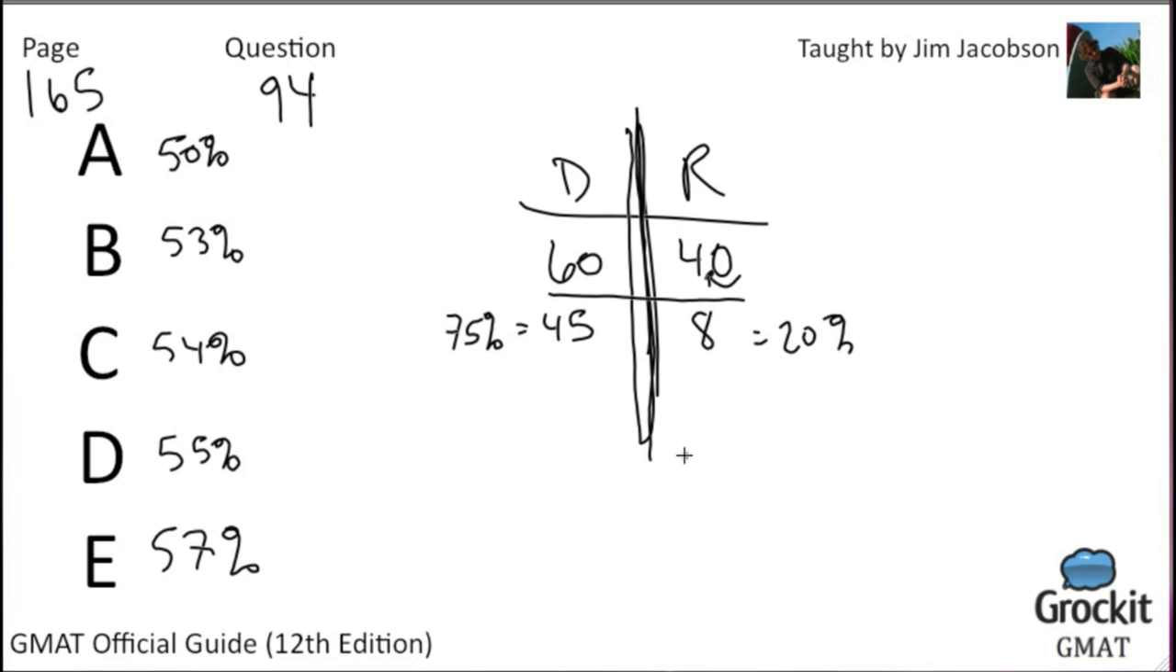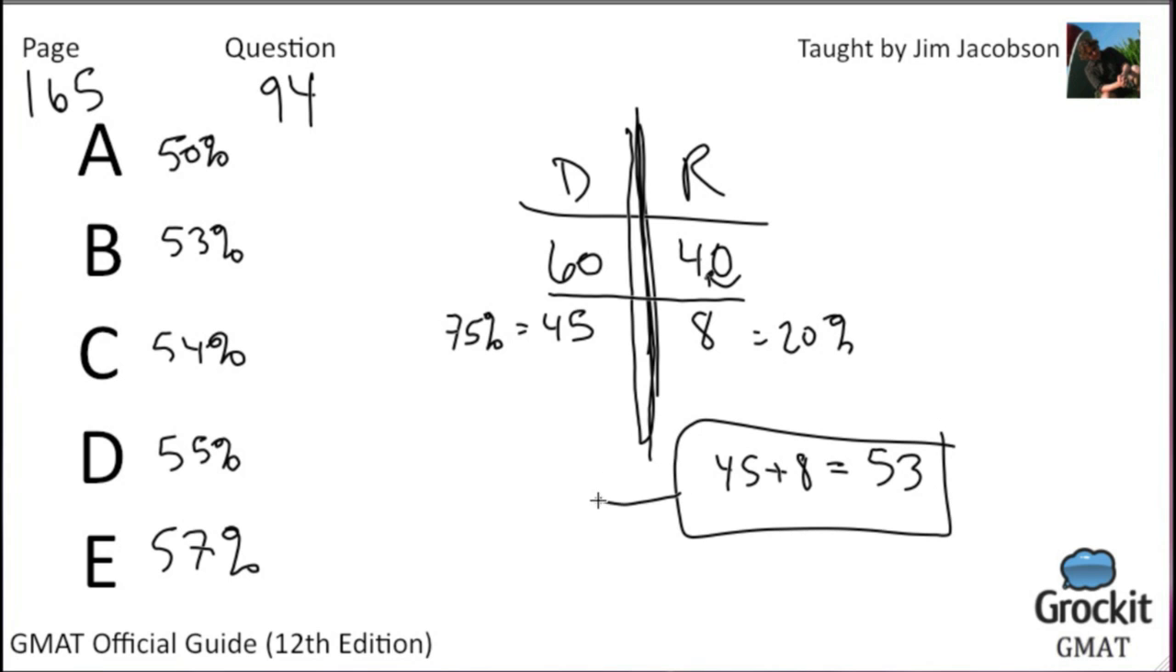And we need to know what percent of the registered voters are expected to vote for candidate A, so we would add the 2 percents together. 45 plus 8 equals 53. And since we had exactly 100 people in a certain city, 53 voters equals 53% of the voting population. Choice B is our correct answer. Okay.